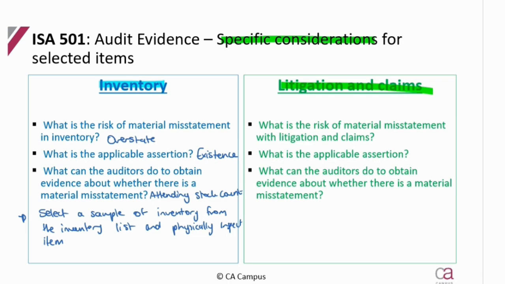For litigations and claims, now obviously we're looking at a liability element. So what is the risk with regards to litigations and claims? That they understate. And therefore, they might not record the litigation and the claim where they potentially should have, and so the assertion is completeness.